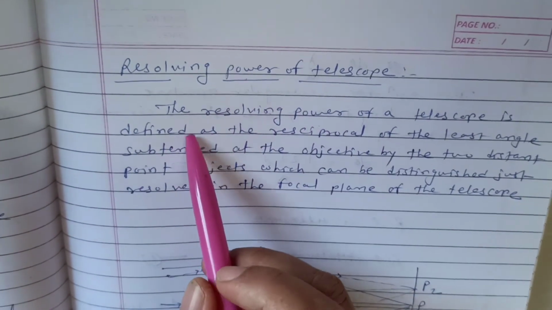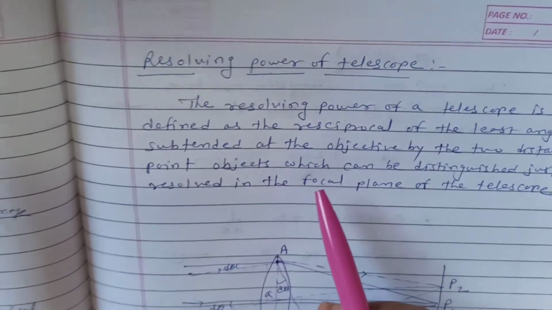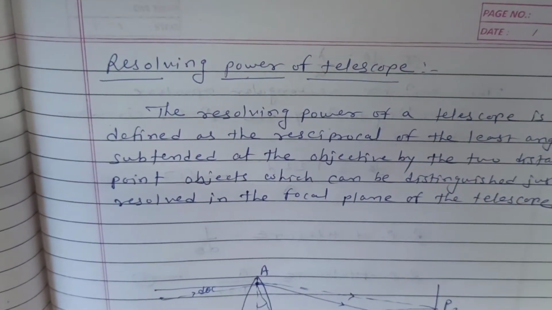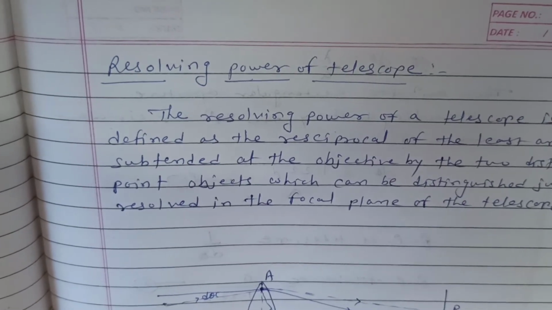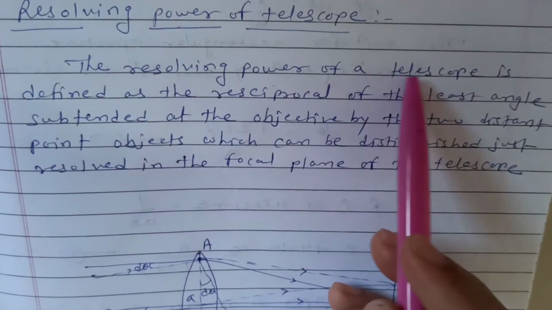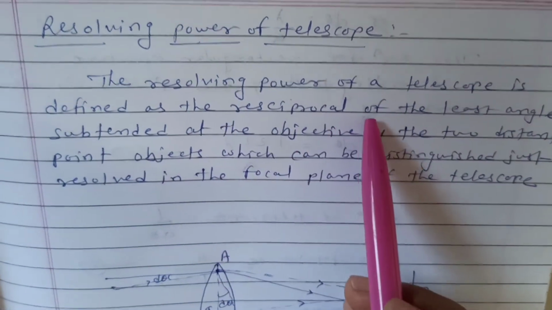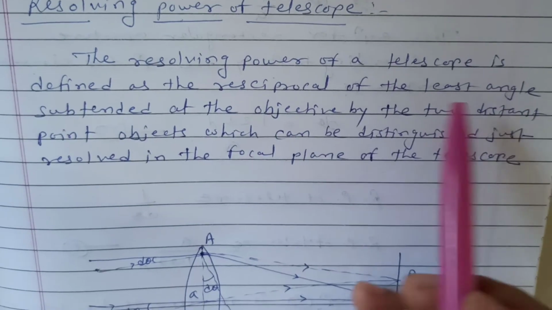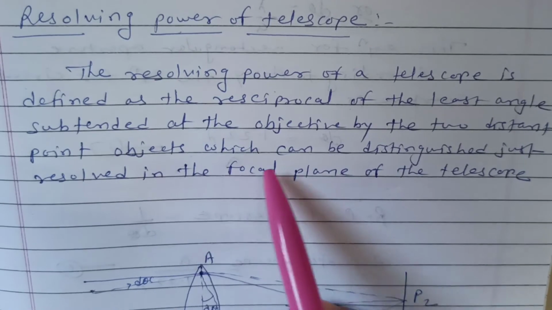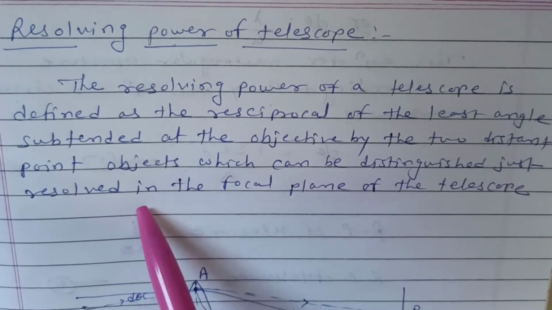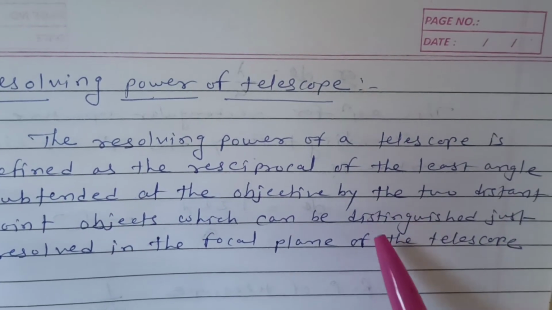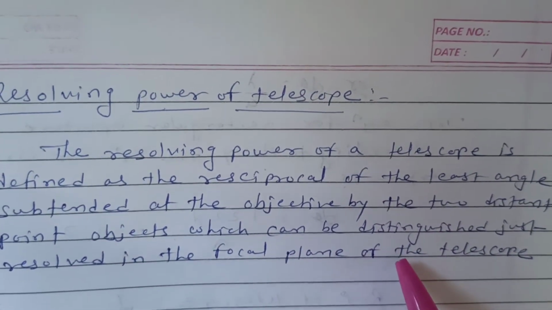Resolving power of telescope. A telescope is an instrument which is used to see a distant object clearly. The resolving power of a telescope is defined as the reciprocal of the least angle subtended at the objective by the two distant point objects which can be distinguished just resolved in the focal plane of the telescope. This is the definition of the resolving power of a telescope.